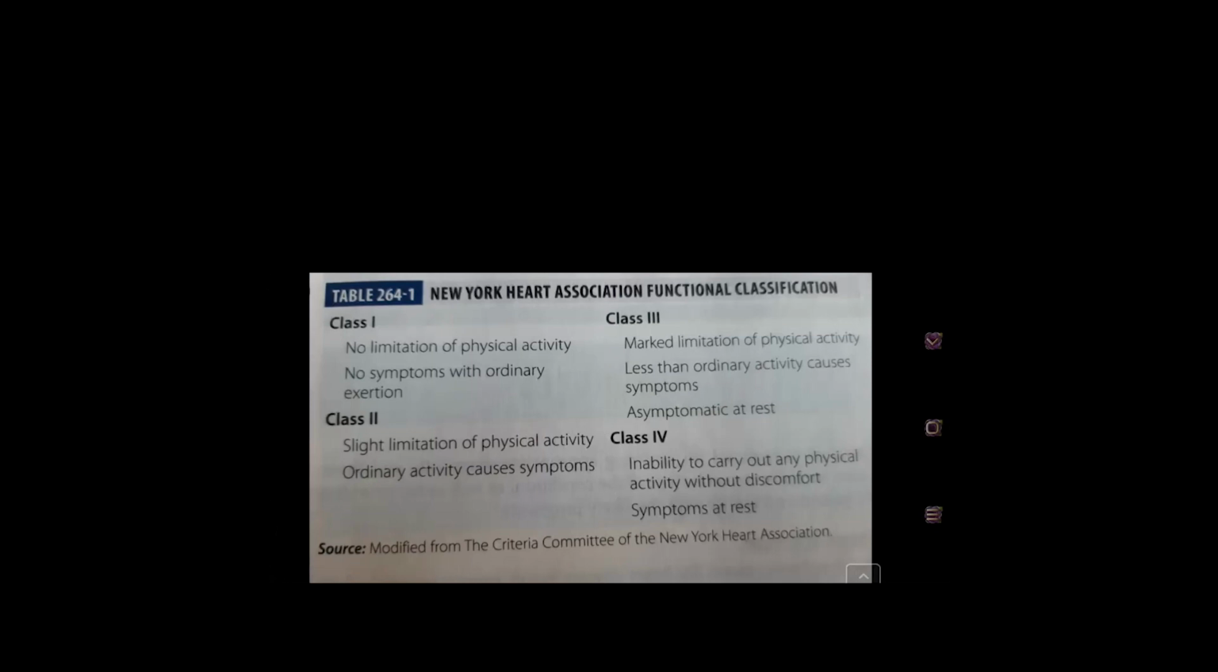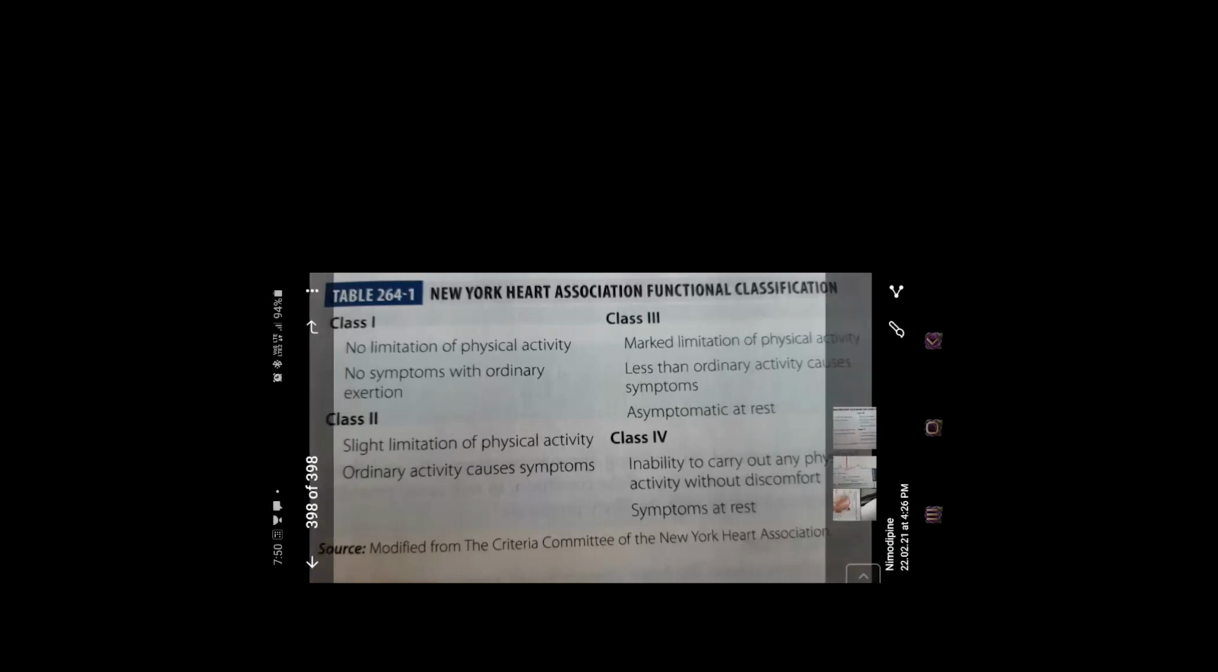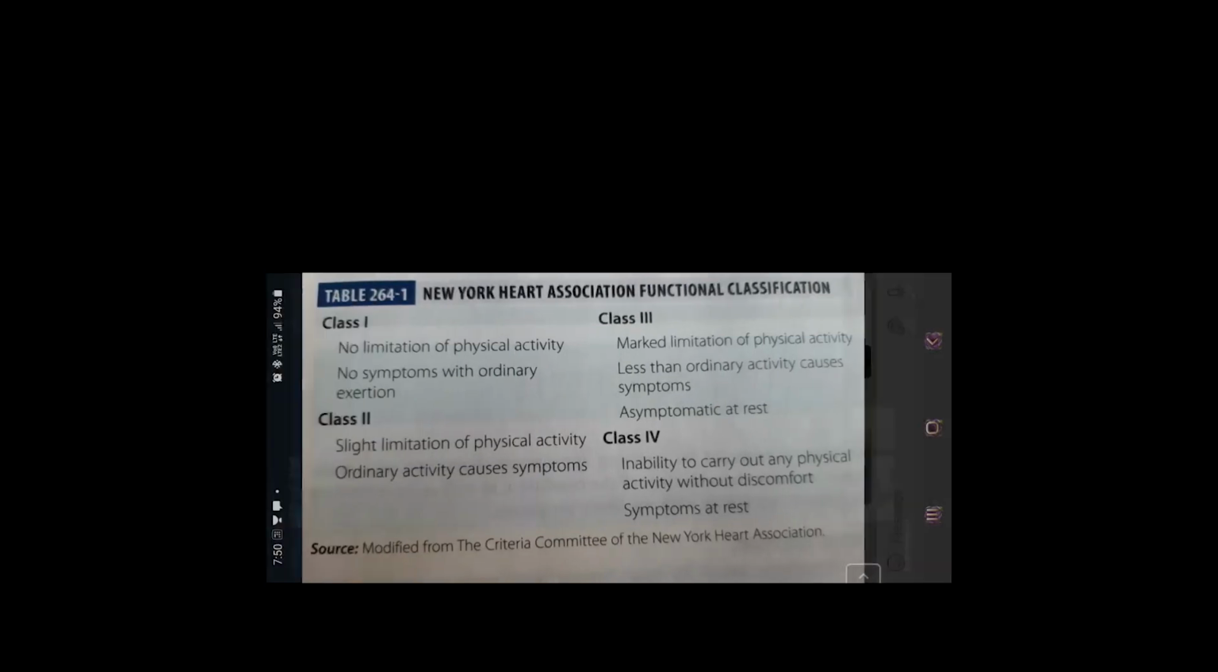Class 4 is very severe, and this is useful not only to find out the severity of the disease, but when you are treating, when you are giving medications, the response of the drugs, response of acute treatment also you can assess. This is also used as a prognostic marker. This question you may get in examination.